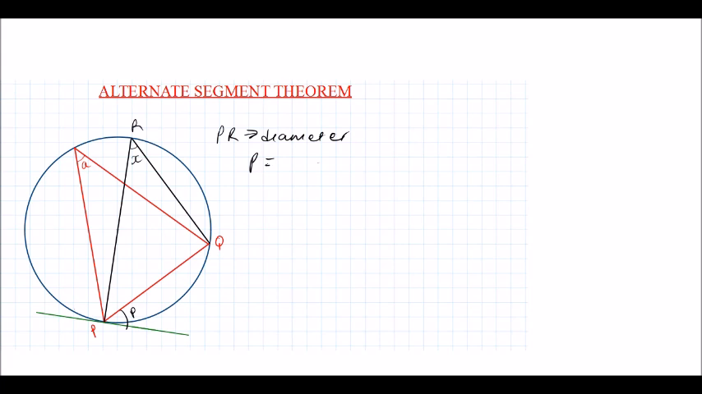Okay, now this theorem says, when we have a tangent and a chord, the angle they form is equal to the angle at the circumference in the alternate segment, correct?